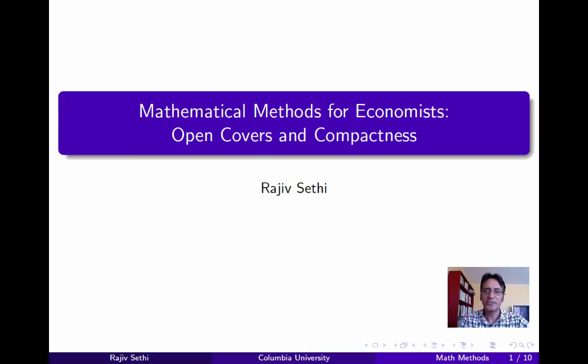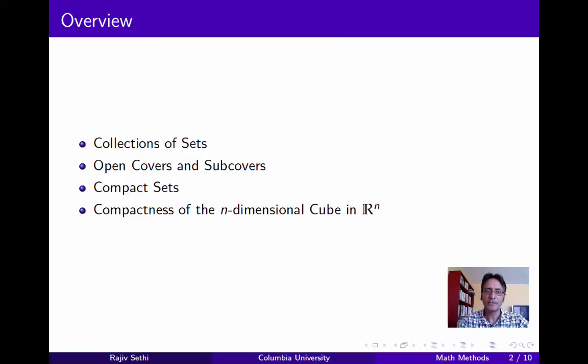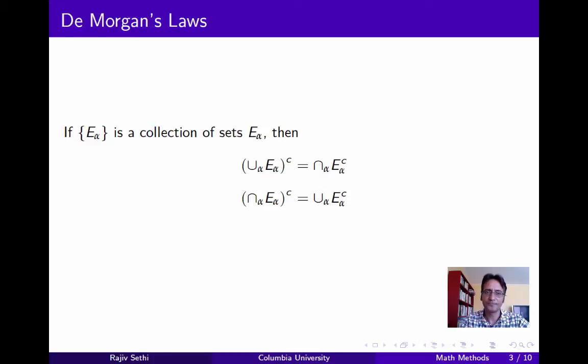In this segment, we'll introduce and discuss the important concept of compactness. We'll start by discussing collections of sets, then open covers and subcovers, and we'll use this to define compact sets. And the main result we want to prove is that the n-dimensional cube in Rn is a compact set.